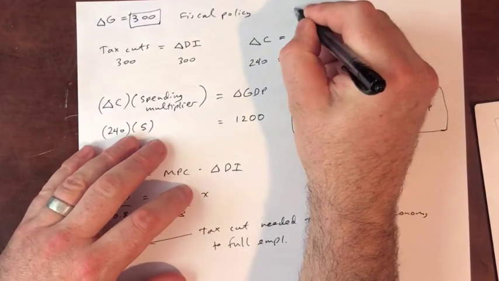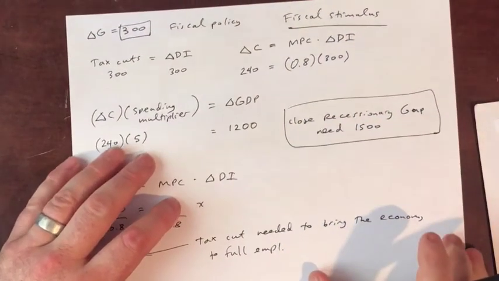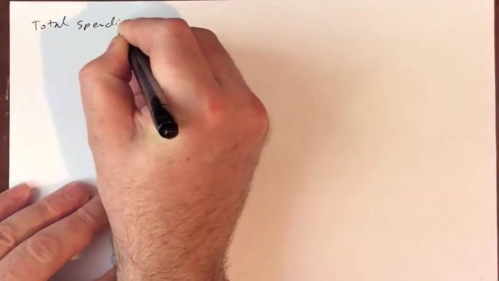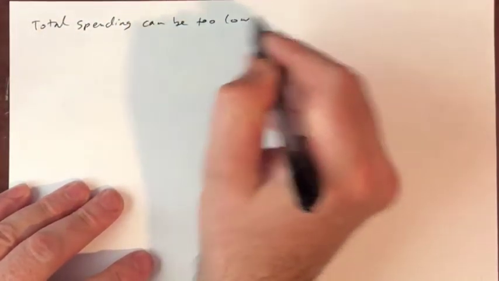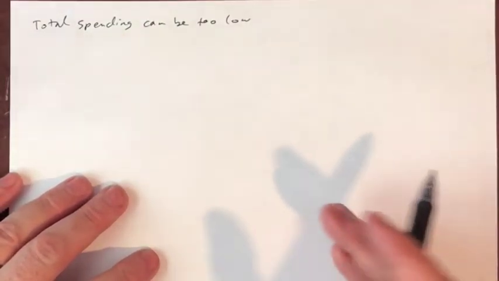Okay, so what we're talking about right now is called fiscal stimulus. Fiscal stimulus is when government stimulates the economy through changes in fiscal policy. We have dealt with a situation where total spending, aggregate expenditure, can be too low. And in fact, Keynes says this is the major problem with capitalism. This is the reason we have recessions, because total spending often is too low. Total spending falls, and then the economy enters a recession.